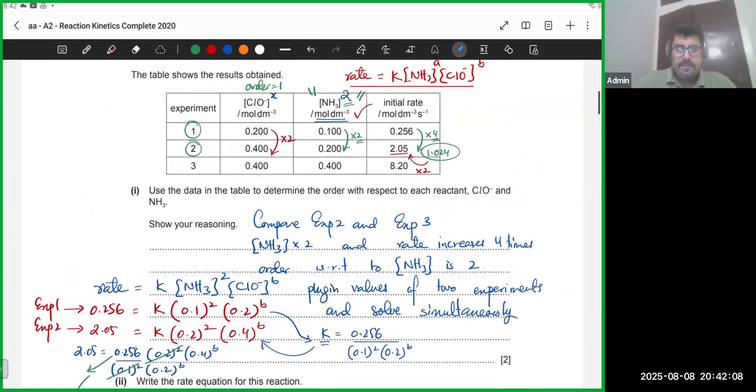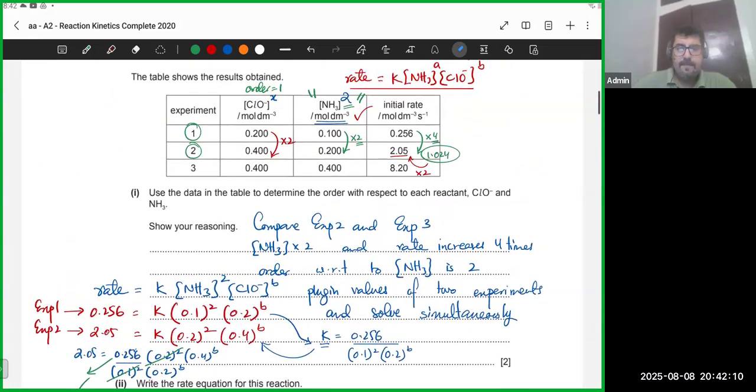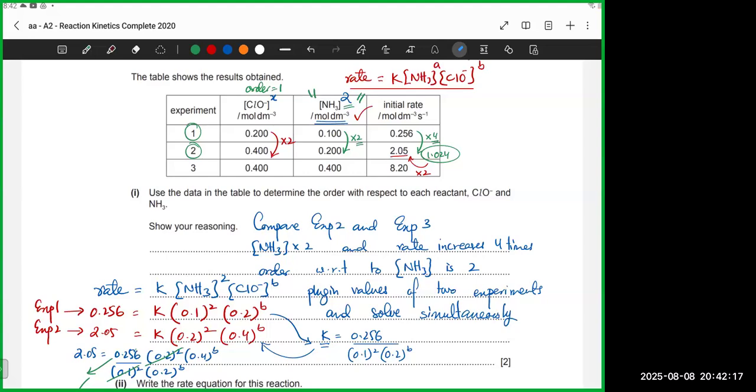So, ये clear है? Is this clear? Is this clear? Yes, sir.